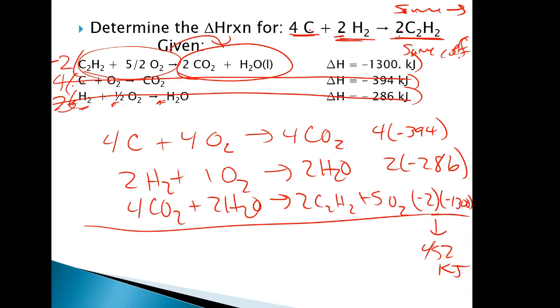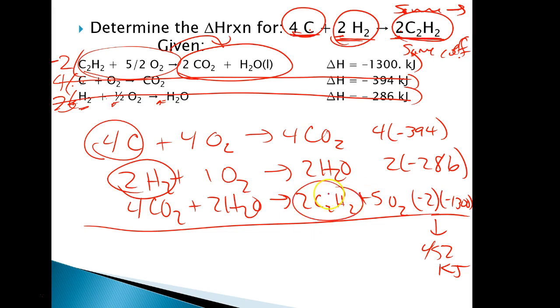Make sure that it works. Make sure my reactions work. So 4 C, 4 C. 2 hydrogens, 2 hydrogens. Sometimes it helps to circle it. Those are called acetylene, 2 acetylenes.